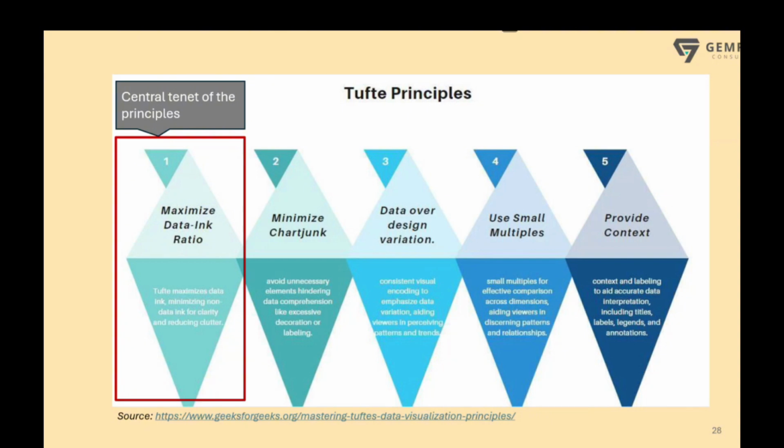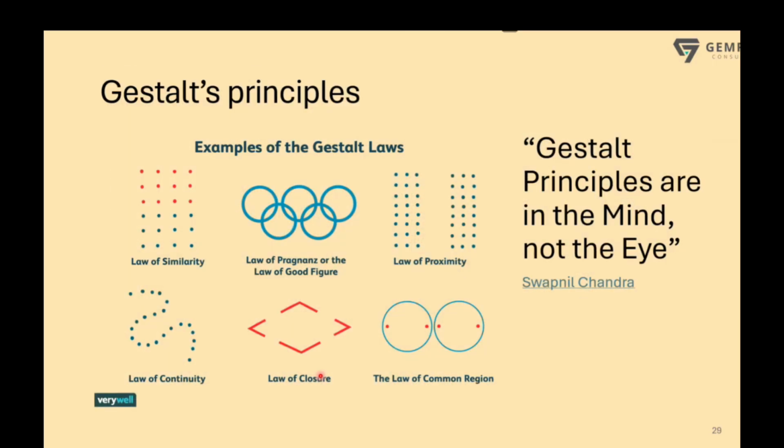Provide context. So here, the next slide is talking about Gestalt's principles. The earlier slide was talking about Edward Tufte's principles. Now it's on Gestalt's principles. There are 6 principles here. And Swapnil says that Gestalt principles are in the mind, not in your eyes. Because these are a set of principles in psychology that describe how humans perceive visual elements as organized patterns, as wholes rather than separate components. This is where we do our Mensa IQ test, right?